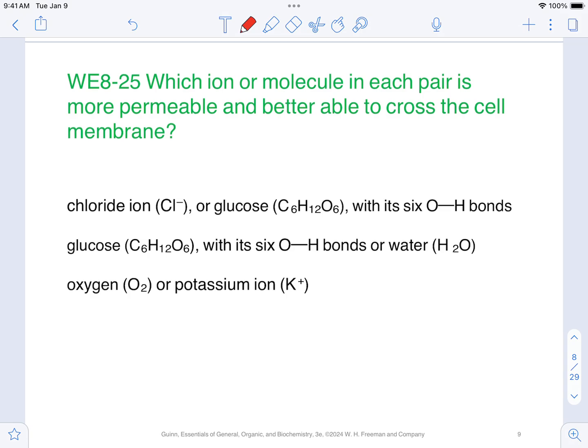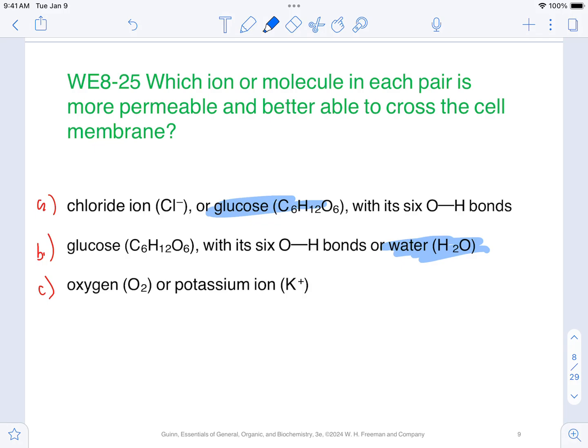Which ion or molecule in each pair is more permeable and better able to cross the cell membrane? So the first group we have here, we have an ion, which is chloride, or a neutral molecule, which is glucose. So glucose will be better there because it is neutral. In B, we have glucose or water. They're both neutral. There's no charge there, but water is much smaller than glucose.